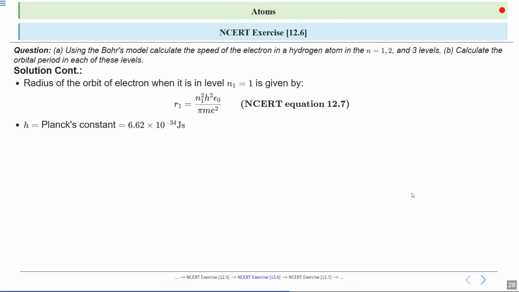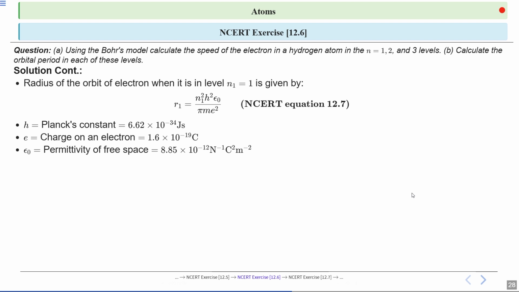Here Planck's constant h is a fundamental constant in physics. Its value is 6.62 times 10 to the power minus 34 joule seconds. The charge on an electron is 1.6 times 10 to the power minus 19 coulombs. This is the basic unit of electric charge in atoms and it is always negative for electrons.